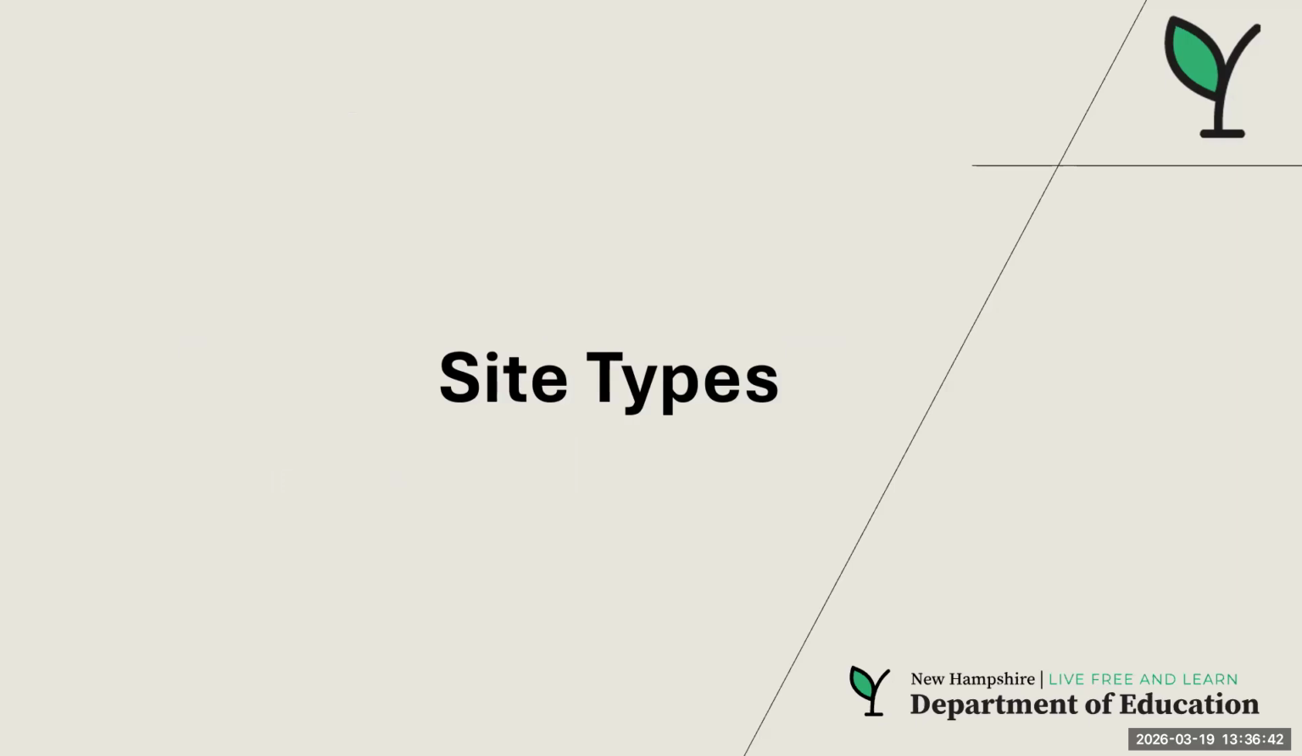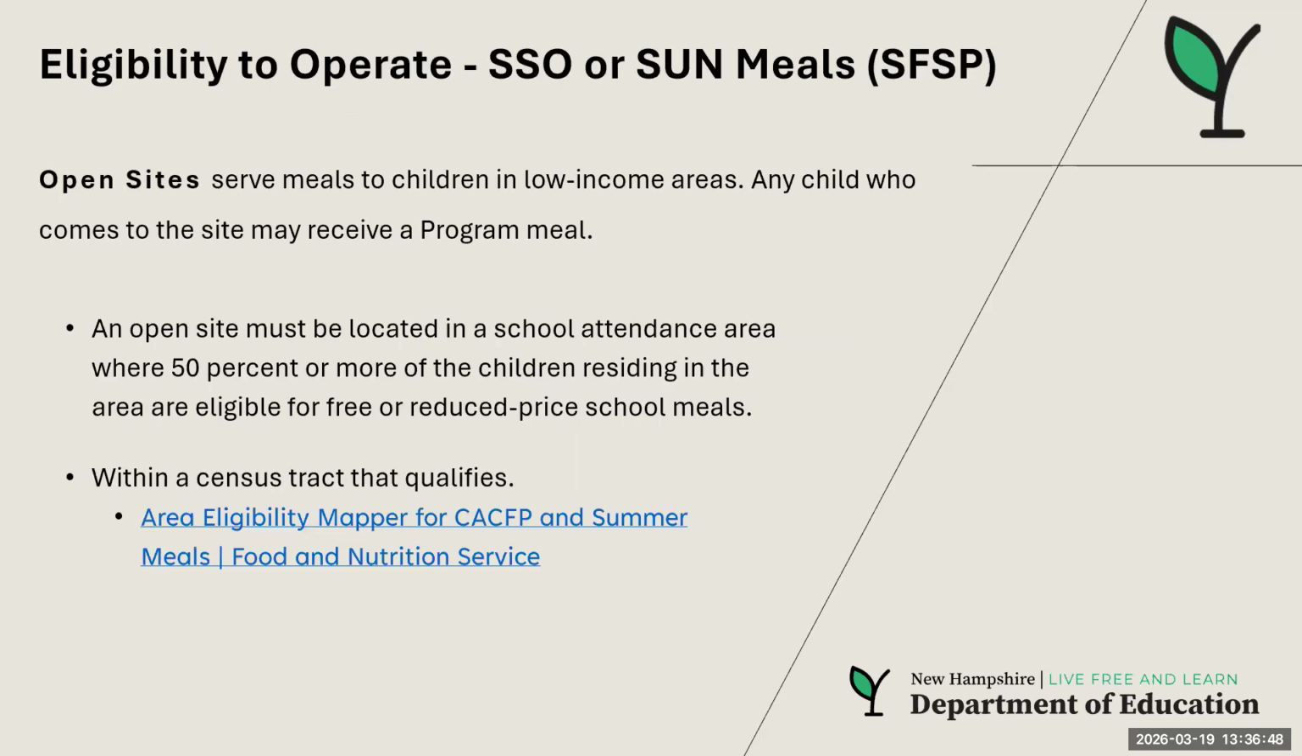So now we'll go into more detail about site types. For open sites, an open site must be located in a school attendance area where 50% or more of the children residing in that area are eligible for free or reduced price meals. A site can also be eligible if it is within a census tract that qualifies. And at an open site, each child may receive up to 2 reimbursable meals each day.